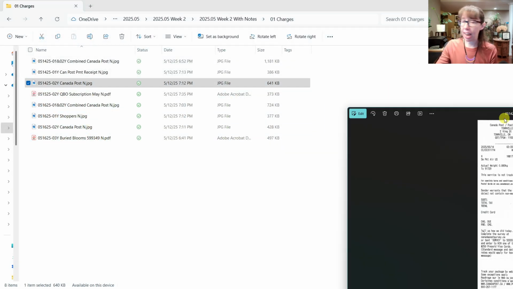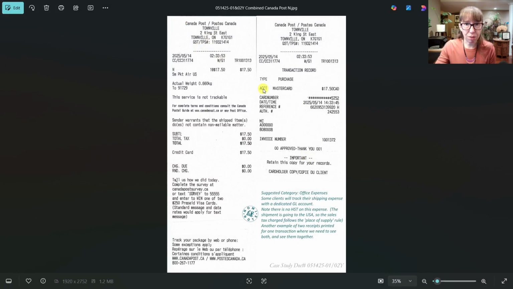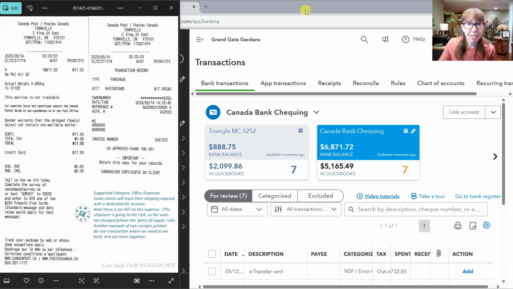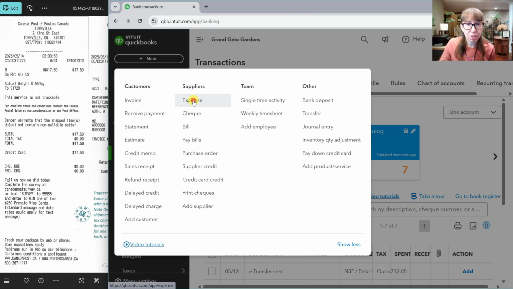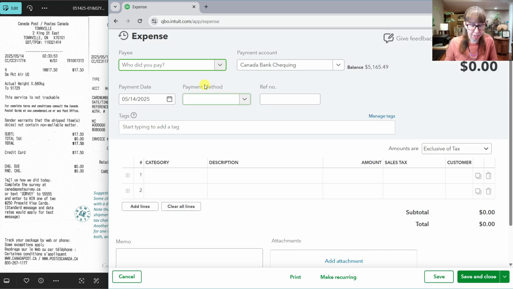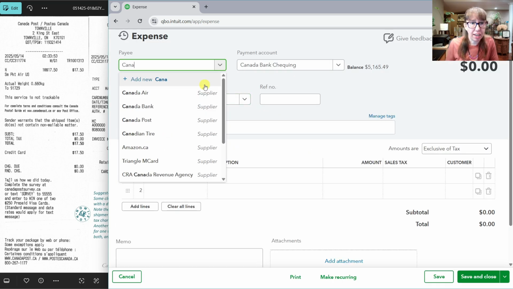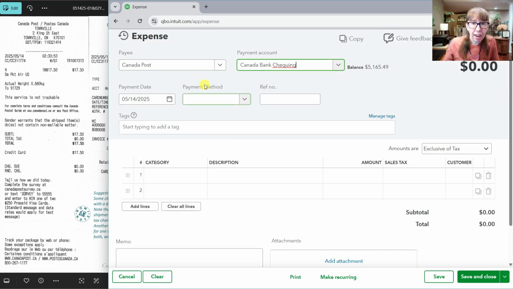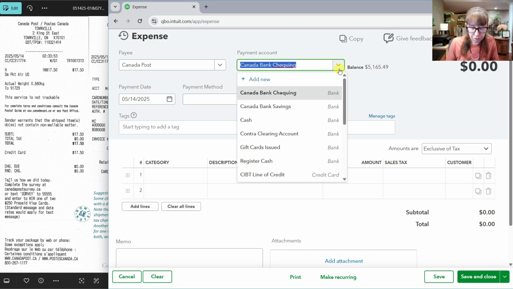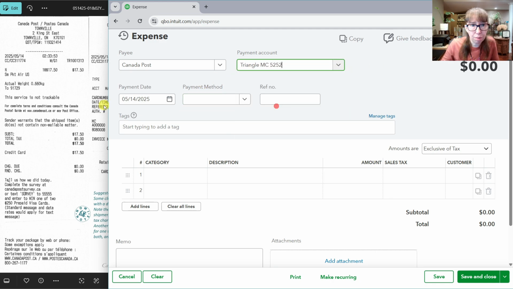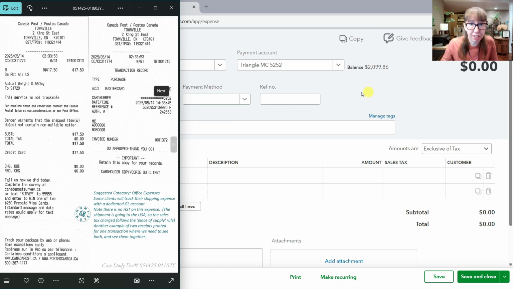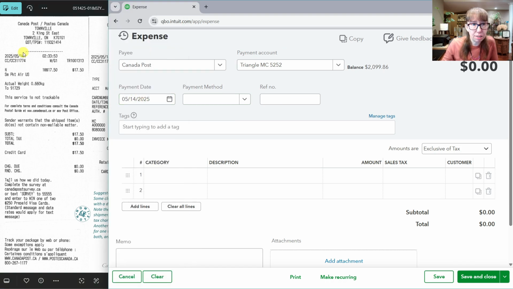So I'm going to go ahead and put in this one right here. As this is a charge entry, I use the expense entry screen to put this in. This is Canada Post, and it is paid out of the Triangle. So the payment information is right there. And the payment date is May 14th. And for the reference number I put MC5252.